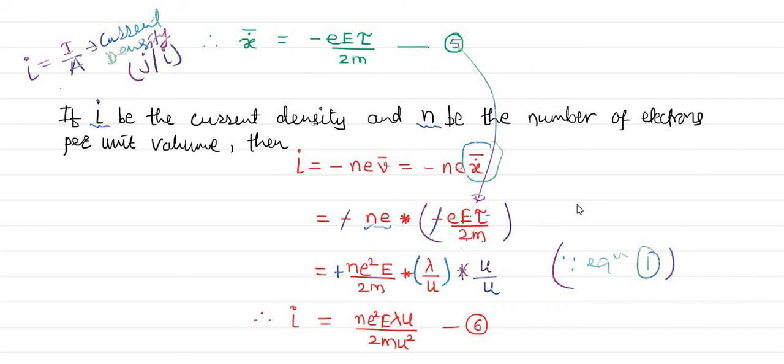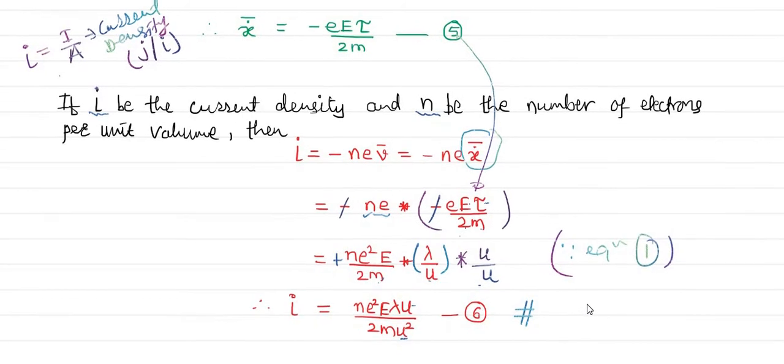For what purpose we are doing this, you will come to know. So after multiplying and dividing by u, the equation does not change, but what happens in the denominator? m u into u square, and this u comes in the denominator. So this is equation 6. Simply we have multiplied and divided by u, so that doesn't make a change in the equation.